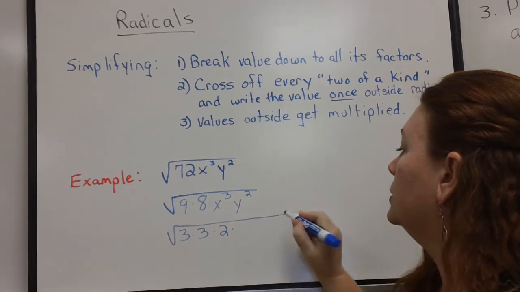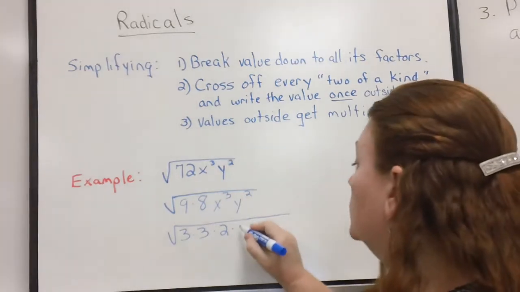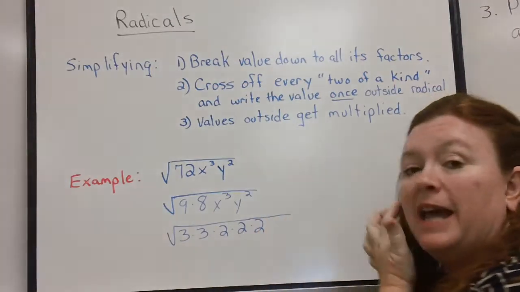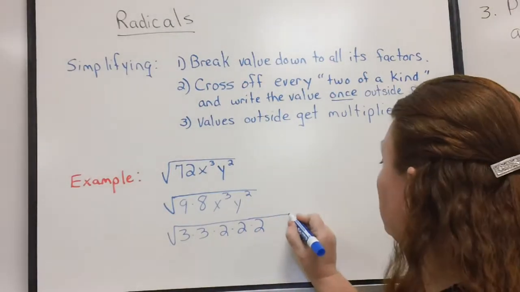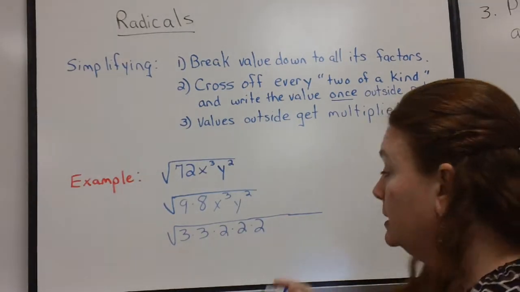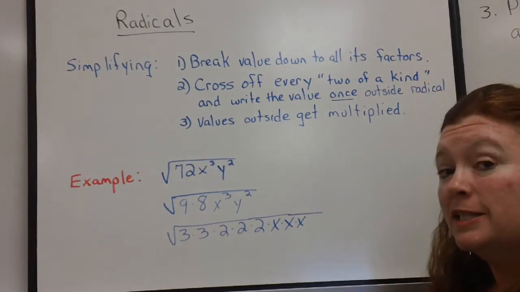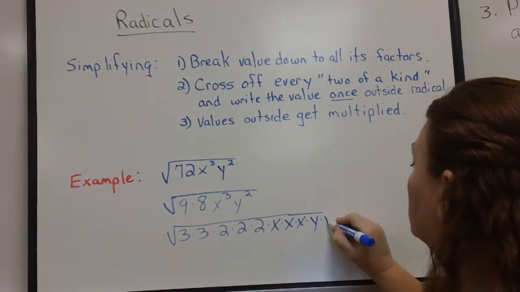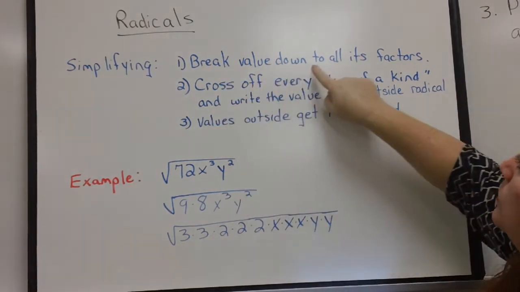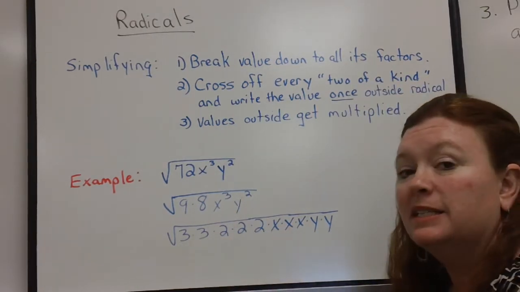And I'm going to go ahead and kind of cheat and skip a step. 2 times 4, 4 breaks down into 2 times 2. So here's my 9 and here's my 8. Now, let's deal with the x's and the y's. I'm going to need a little bit more radical sign. X cubed means x times x times x. Y squared means y times y.